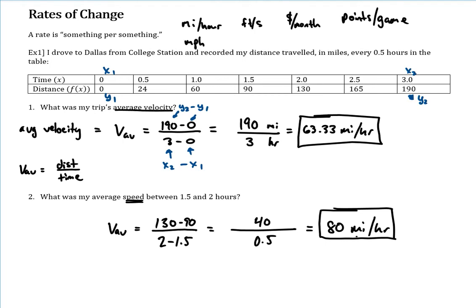Well, this might ring a bell if we isolate this blue. So we see the average velocity, if we use these variables, is the same thing as y2 minus y1 over x2 minus x1. Well, that's really just the slope. That's the slope formula. M is y2 minus y1 over x2 minus x1. So what we've got from this is that an average rate of change, and in this case an average velocity, is the slope.